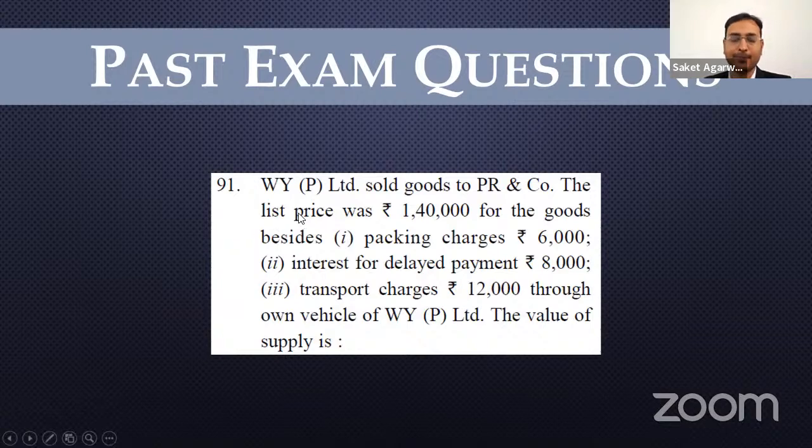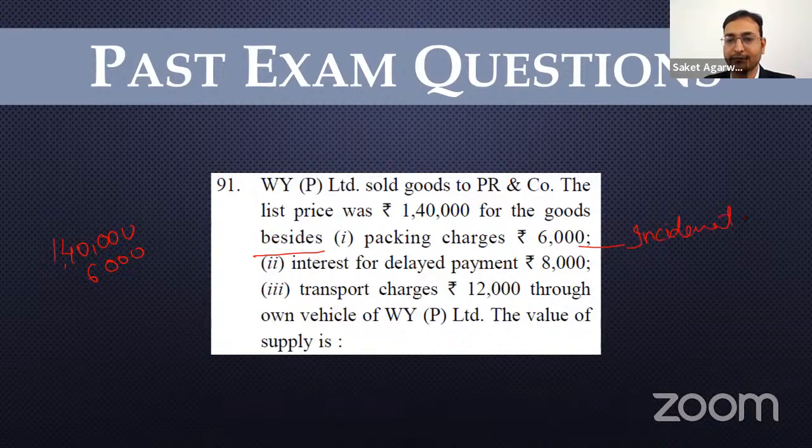All right. So this is a pretty straightforward question. YP Private Limited sold goods to PR and Co. The list price was 1,40,000 for the goods. Besides, that means in addition to what is there in the list price, packing charges of 6,000 have been charged. To be included or not to be included? Packing charges. To be included. Why? Because in the list of compulsory inclusions, incidental expenses was mentioned.